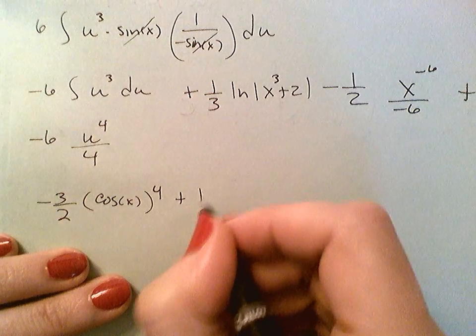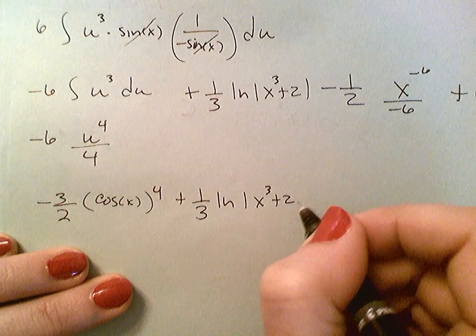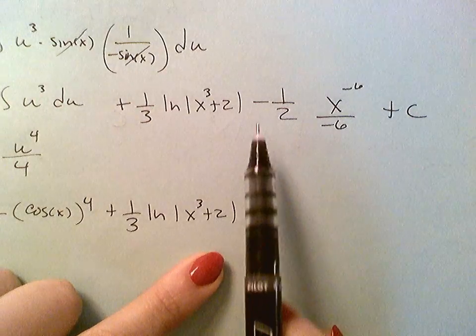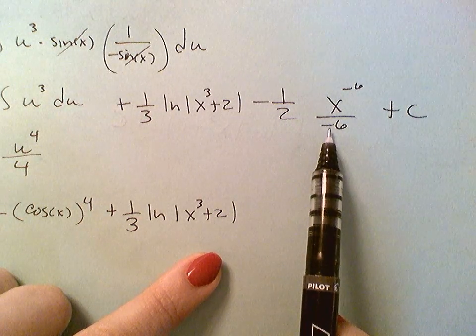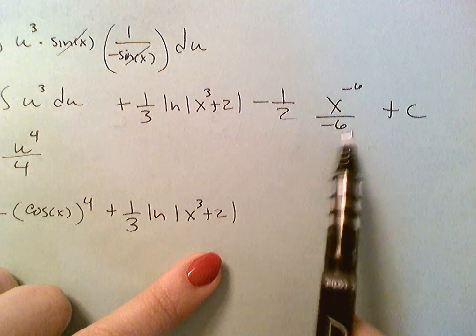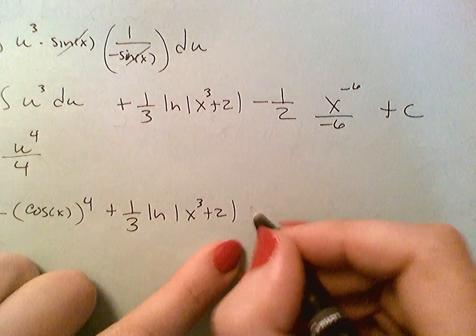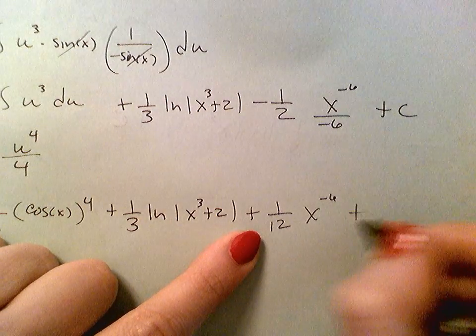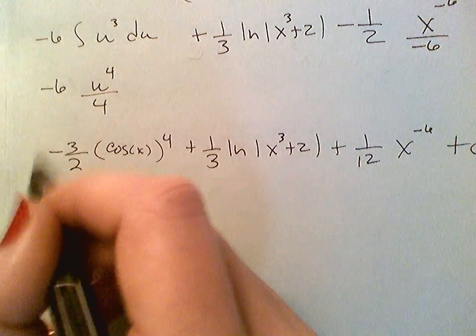Plus a third natural log, absolute value of x to the third plus 2. And then this is minus 1/2, but then this is also times negative 1 over 6. Imagine that you had a negative 1 over 6 out in front like that. So this will be plus 1 over 12 x to the negative 6 plus c. And if you want to rewrite this as cosine to the 4th of x, you could do that.